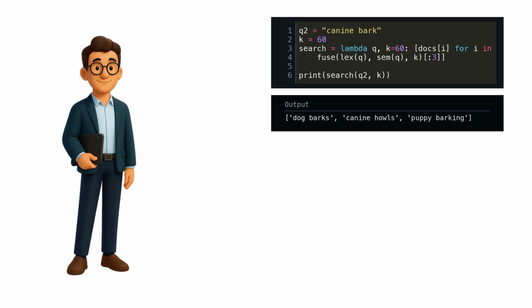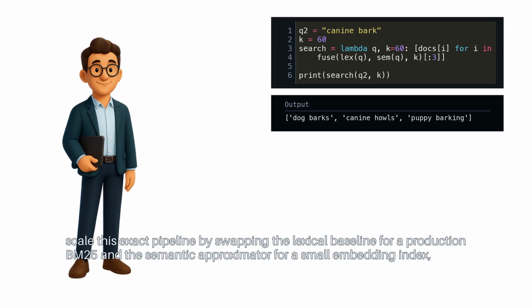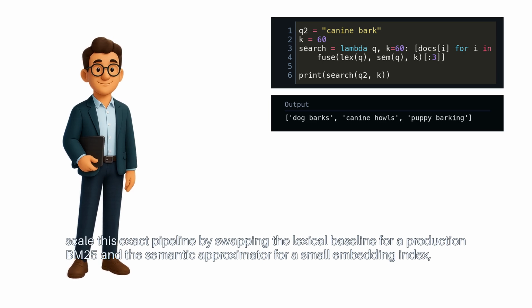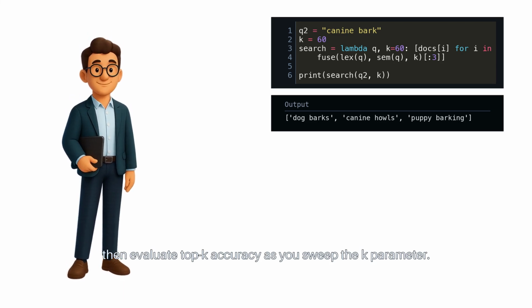Next step: scale this exact pipeline by swapping the lexical baseline for a production BM25 and the semantic approximator for a small embedding index. Then evaluate top K accuracy as you sweep the k parameter.